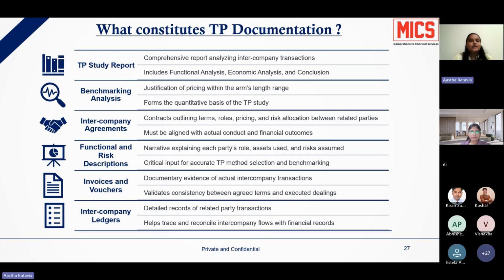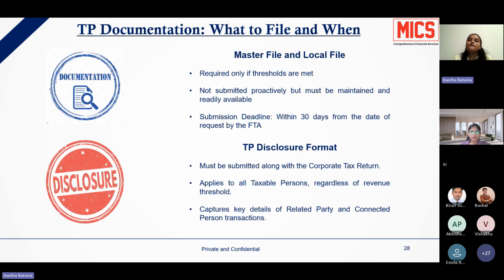Let's move further. TP documentation: when should we file, and at what time? So we have understood up to this point. Let's understand when the requirement comes in. The master file and local file are the core documentation under Article 55. But here's the important part: you are only required to prepare and maintain them if you meet the prescribed thresholds. They are not submitted proactively to the FTA, but remember, they must be kept ready and available.